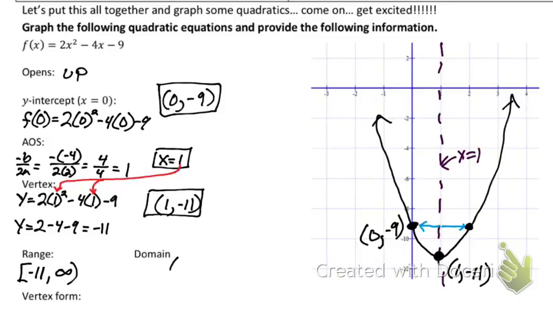Domain is how far left to right? Well, that's negative infinity to infinity.